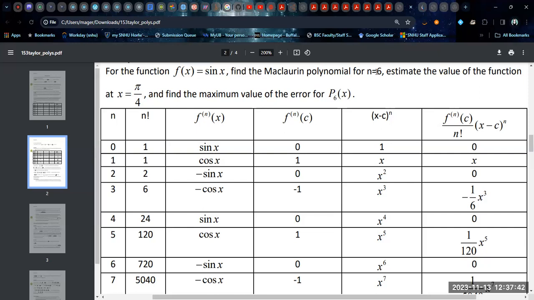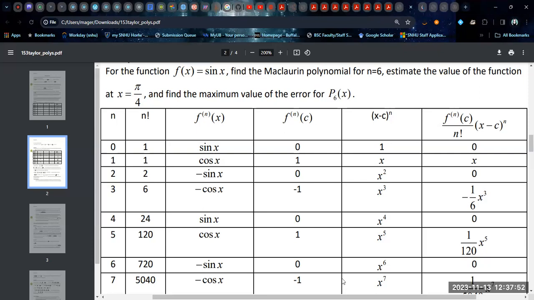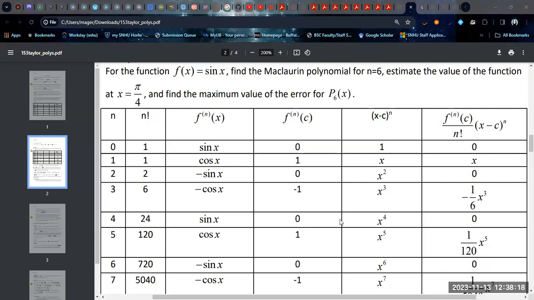Here we're told we want n equals 6, so we'll go out to n equals 6. And then the error will be on the 7th calculation, the 7th term. But if we were doing this at a point that wasn't centered at 0 or pi over 2 or something like that, then these would not necessarily be alternating zeros. So just be careful about what you're doing. This doesn't tell us the center directly, but it says it's a Maclaurin polynomial, so that means c is 0.